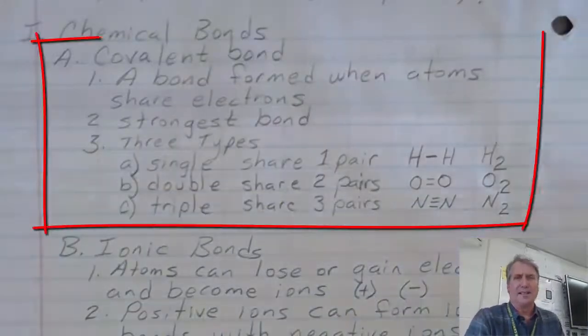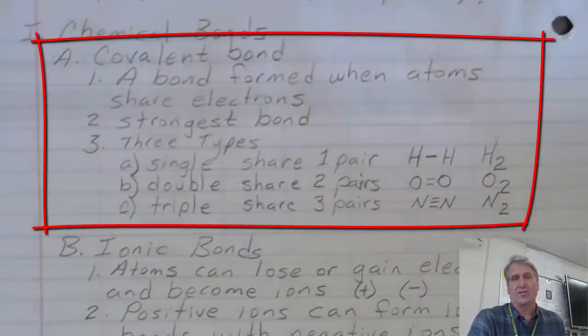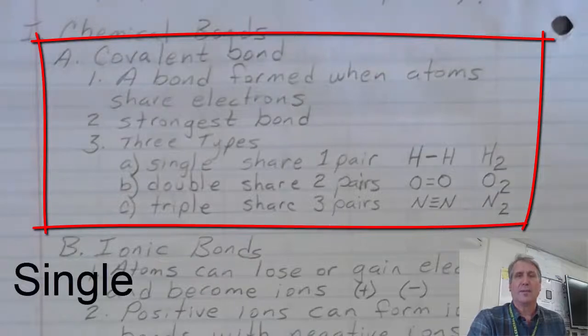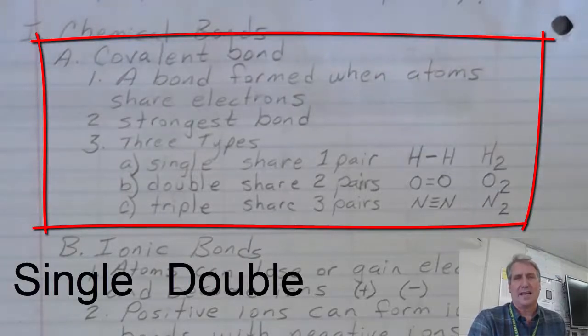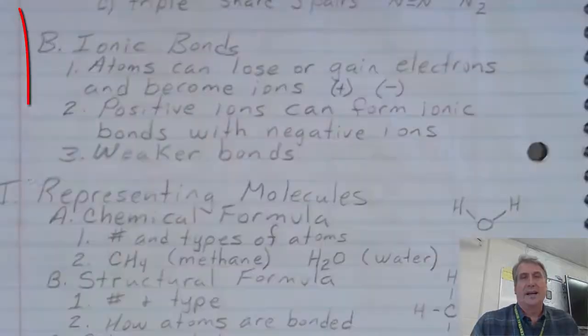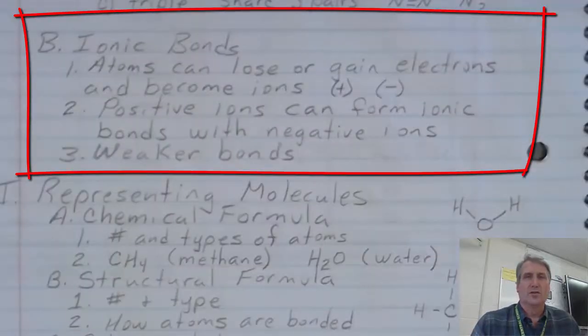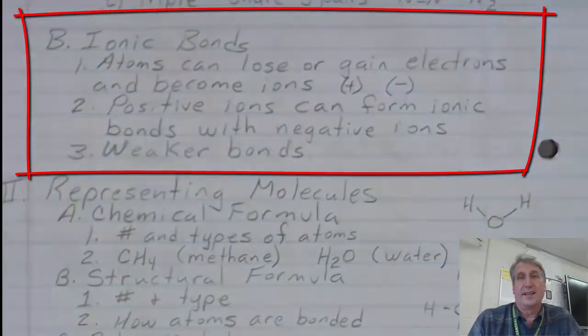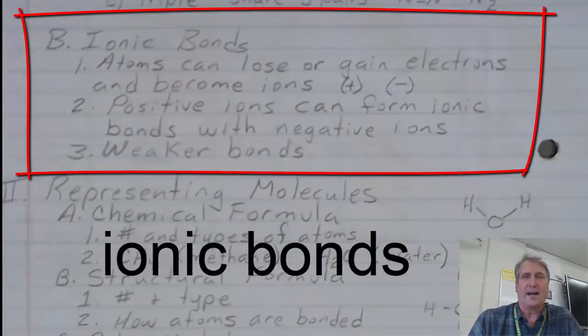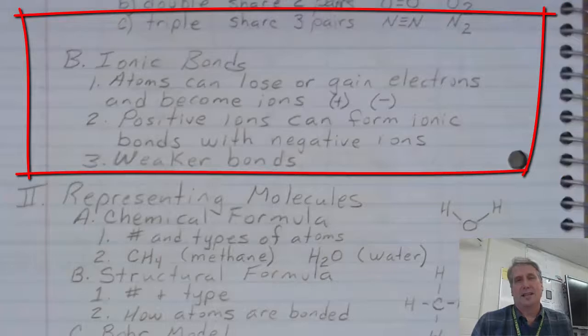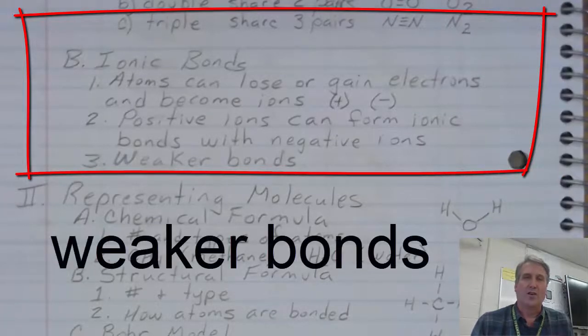Covalent bonds are bonds that form when atoms share electrons. These are the strongest bonds. There are three types of covalent bonds: single covalent bonds, double covalent bonds, and triple covalent bonds. Ionic bonds form when atoms lose or gain electrons and become positively or negatively charged ions. These positive and negative ions are attracted to each other, forming ionic bonds. In biology, these bonds are thought of as weaker bonds.